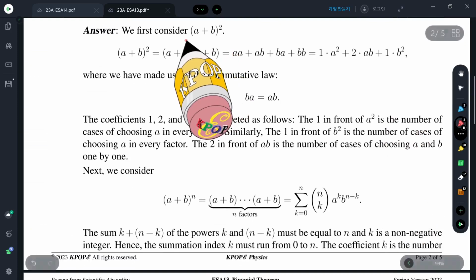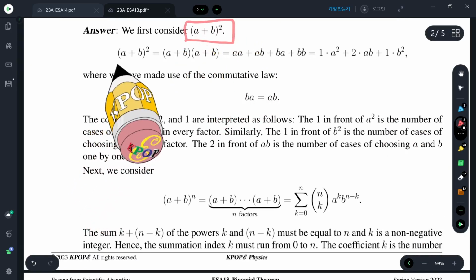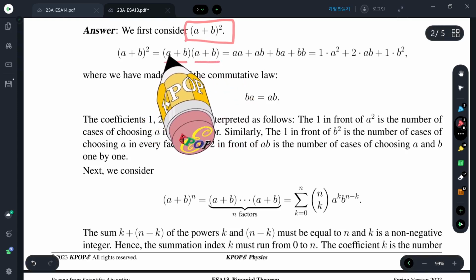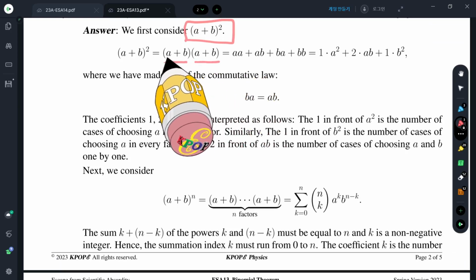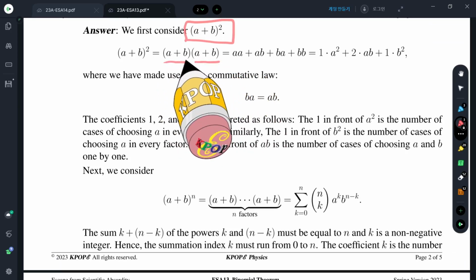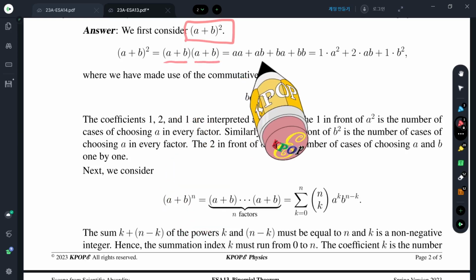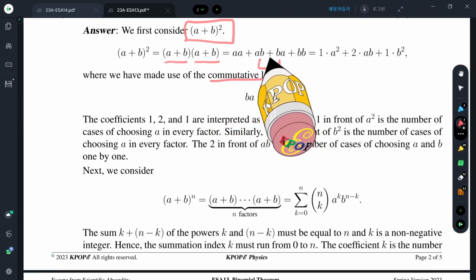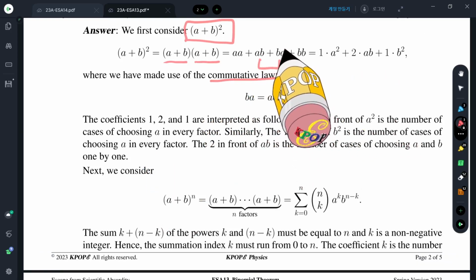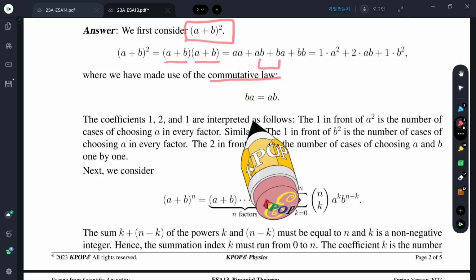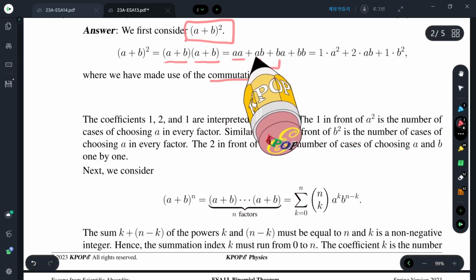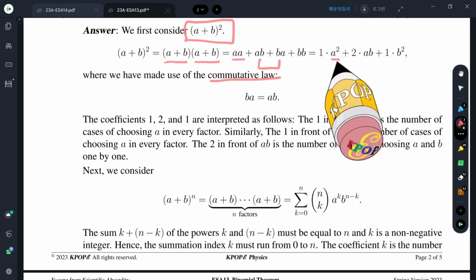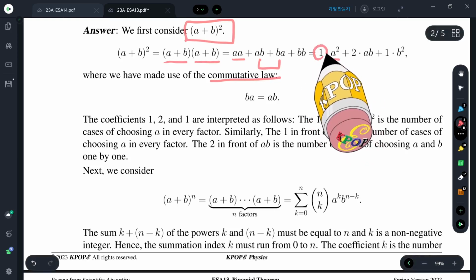First, we consider a very simple case. (a plus b) squared, we can expand this expression. So it is AA, AB, BA, and BB. We make use of the commutative law of multiplication of two numbers, then it becomes the same. So we have twice A times B.